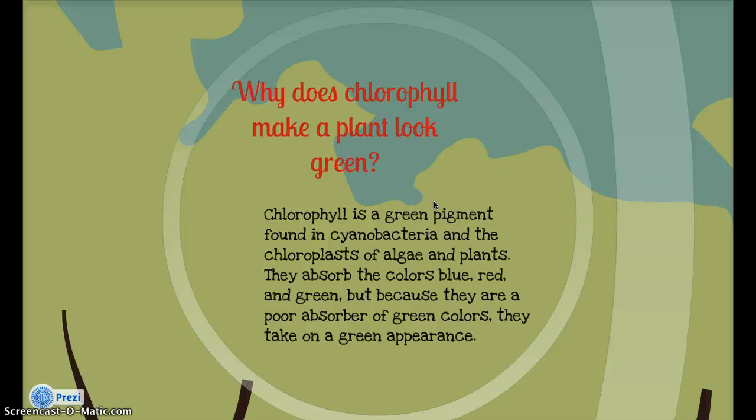Why does the chlorophyll make a plant look green? Chlorophyll is a green pigment found in cyanobacteria and the chloroplasts of algae and plants. They absorb the colors blue and red, but because they are a poor absorber of green colors, they take on a green appearance.